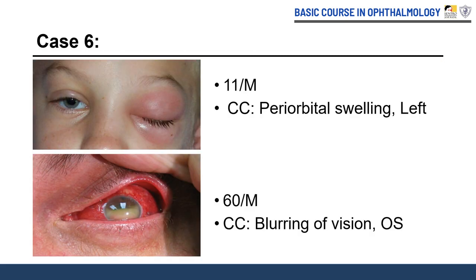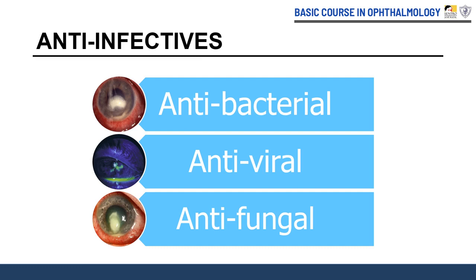Case 6 can be represented by either an 11-year-old male consulting for periorbital swelling on the left or a 60-year-old male consulting for blurring of vision on the left. Both cases are infectious diseases that need to be treated with anti-infectives. We will be discussing antibacterial, antiviral, and antifungal.